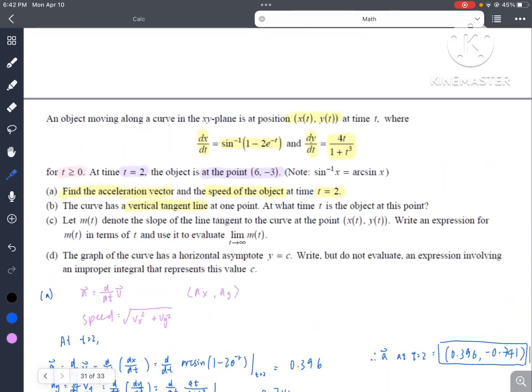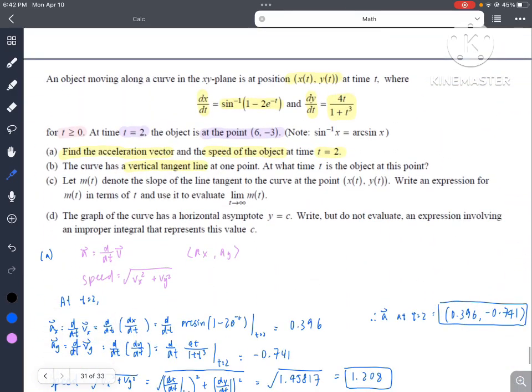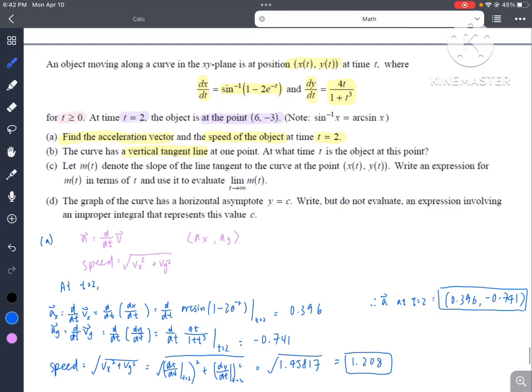Okay, that was C. Now let's look at D, the last question. The graph of the curve has a horizontal asymptote at y equals c. We want to find an expression involving an improper integral that represents this value c. How are we going to solve this? Since it's a horizontal asymptote, it's going to look like something like this.